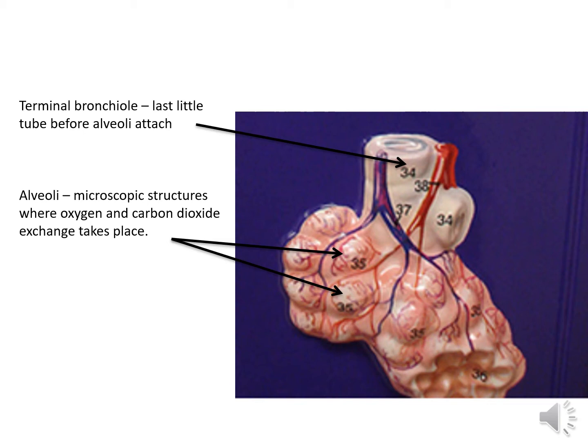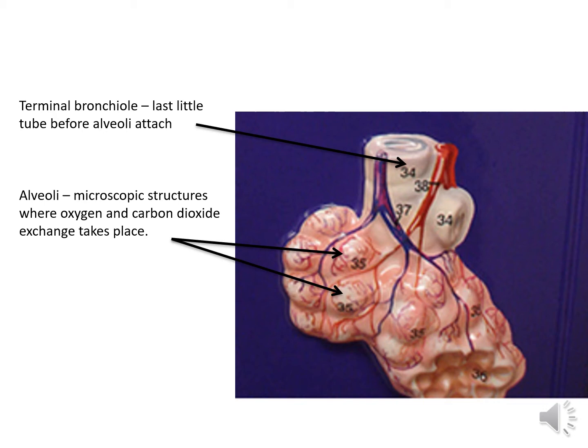Ultimately, the little bronchi have been blown up so that you can see some of the microscopic structures, like a terminal bronchioli. That would be the last microscopic branch before the alveoli attach. It's the last little itty-bitty teeny-tiny tube before other structures attach. Those other structures would be the alveoli. Those would be the microscopic structures where the oxygen and carbon dioxide exchange takes place.